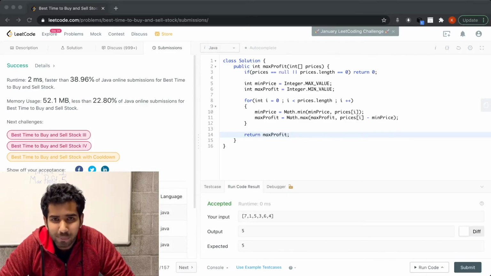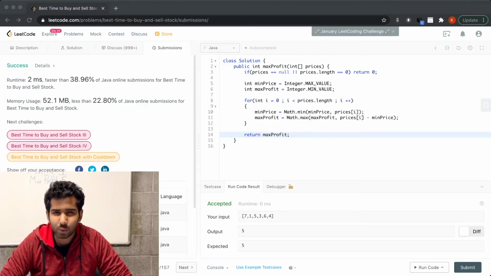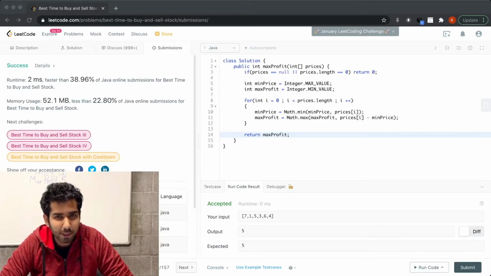Let's discuss the complexities. As we are iterating through the array, the time complexity will be O(n), and for the space complexity, as we are not using any extra space but just two variables, the space complexity will be O(1). Okay, that's the conclusion of the video.